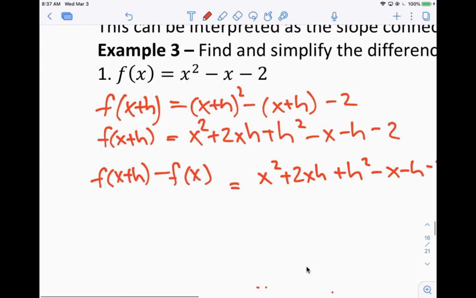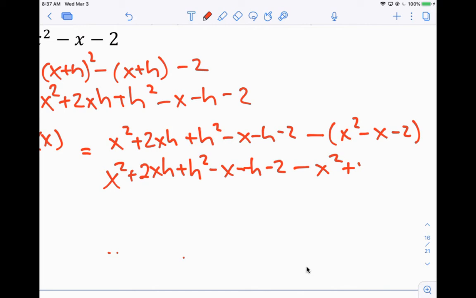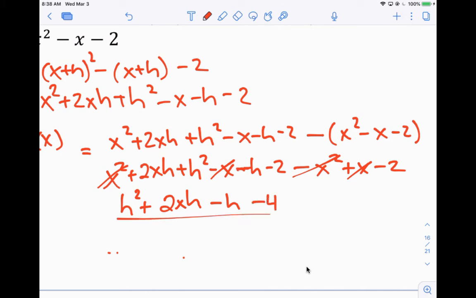If you already wrote it down, it's fine. So if we simplify this now, then we're going to have this first guy be the same, minus x squared plus x minus 2. And so what we get is the x squareds canceling each other out, the x's canceling each other out, and the minus 2 is going to turn into 4. So we get 2xh, we'll put h squared first, minus h minus 4 over h.